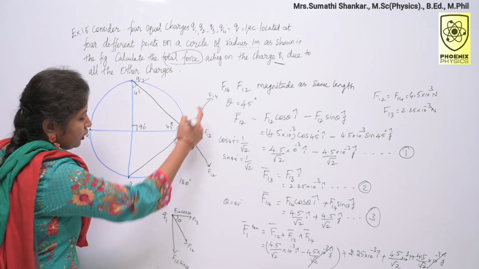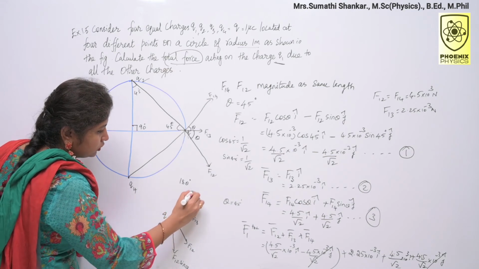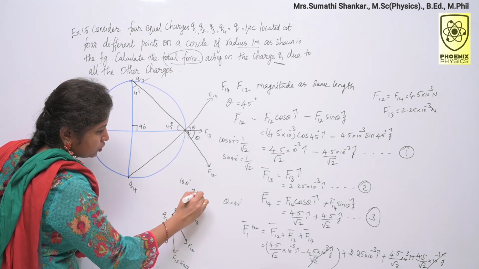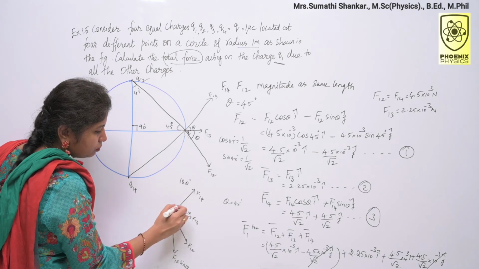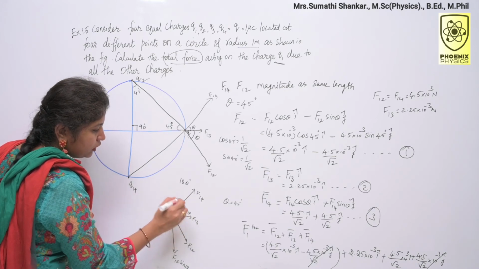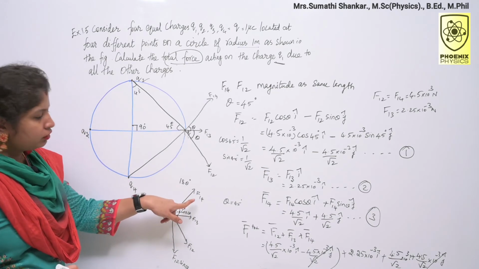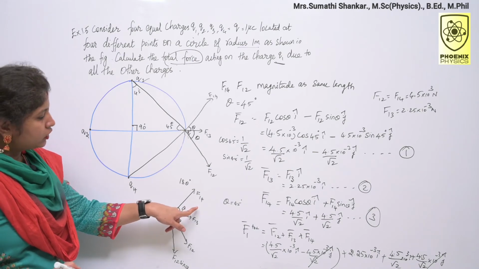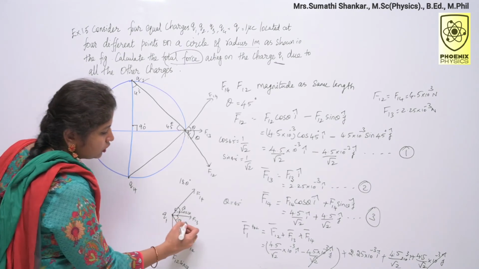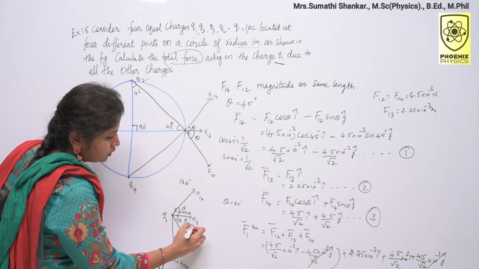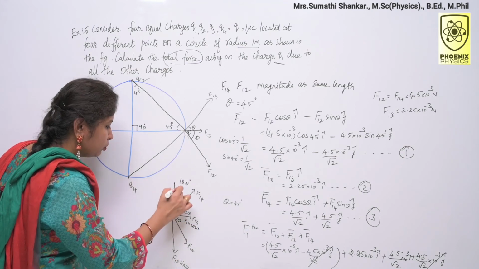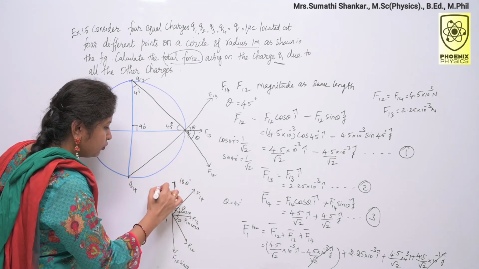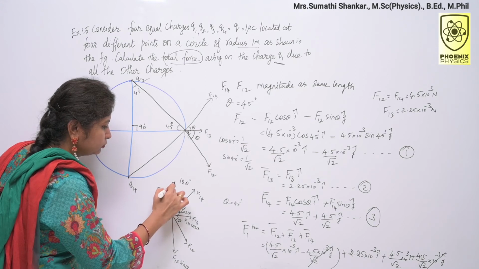Next, the F14 force. This is my F14 force. This force makes an angle theta. I am going to resolve this force also. The horizontal component is this one, F14 cos theta. The vertical component is this one, F14 sin theta.